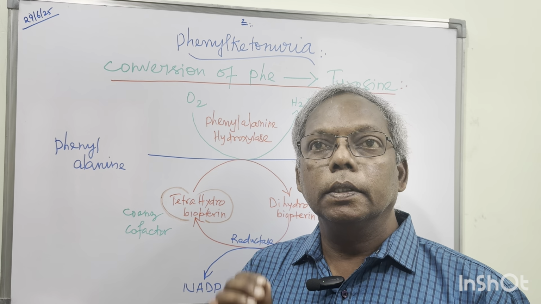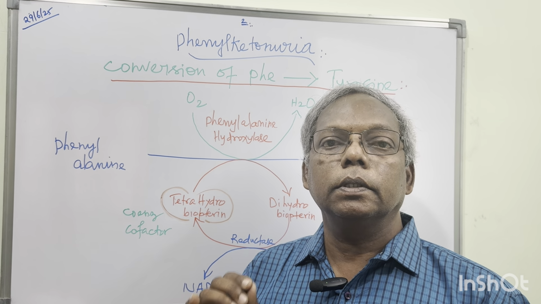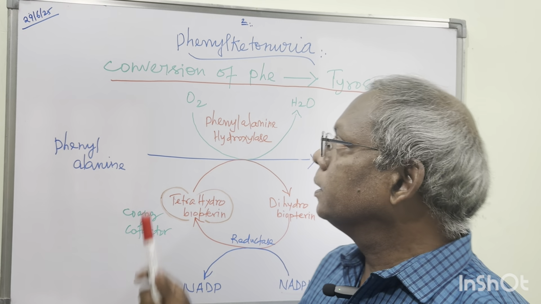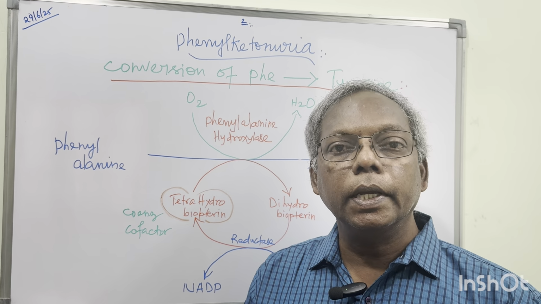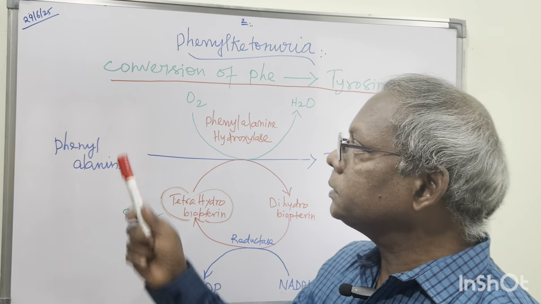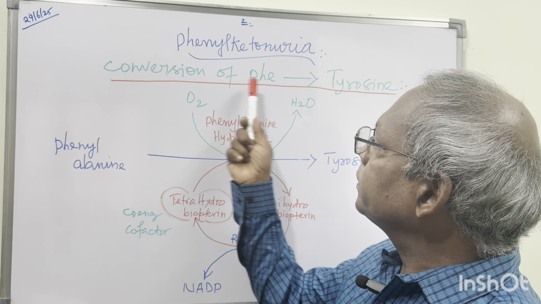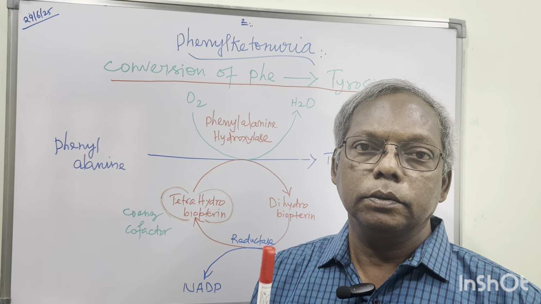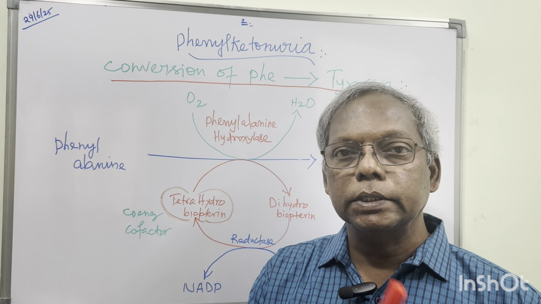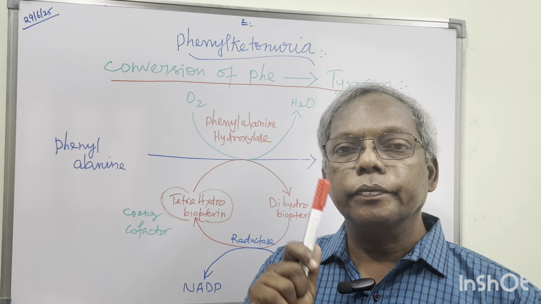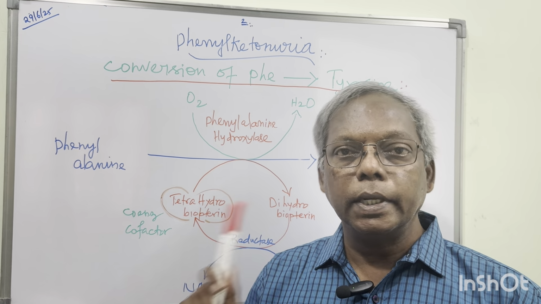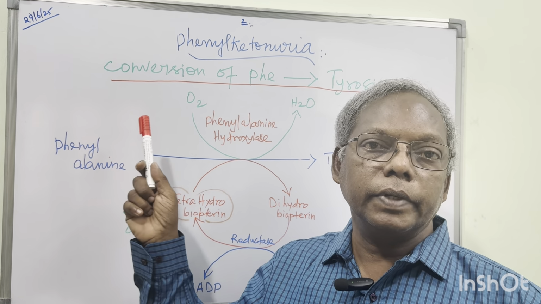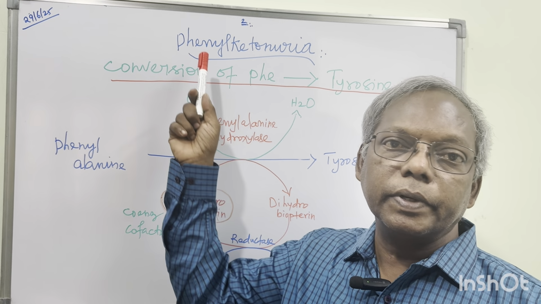Phenylketonuria, the first and foremost disorder in amino acid metabolism. The name of the disease is phenylketonuria, that is, a defect in the conversion of phenylalanine into tyrosine. Usually tyrosine is synthesized from phenylalanine. If there is any defect in this conversion of phenylalanine to tyrosine, the defect is called phenylketonuria.